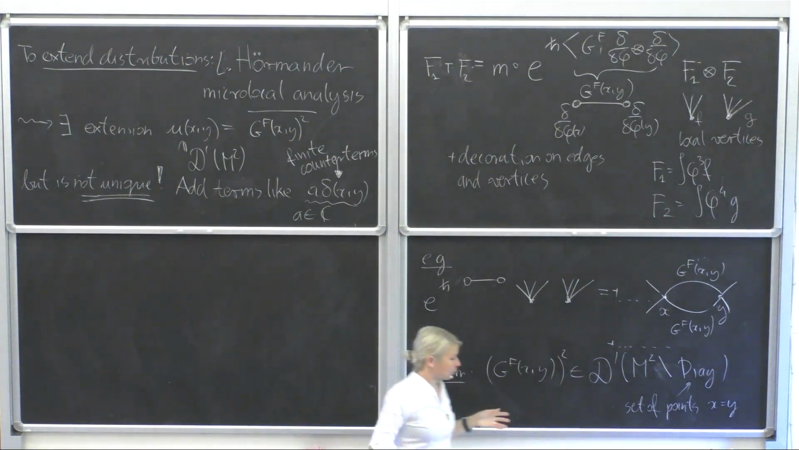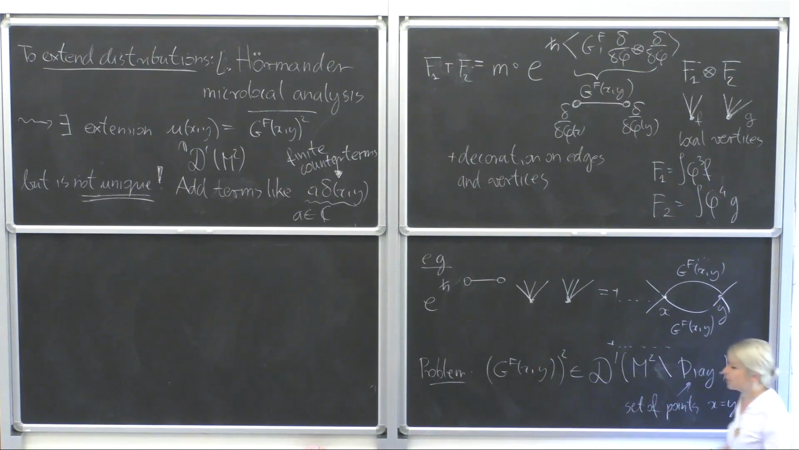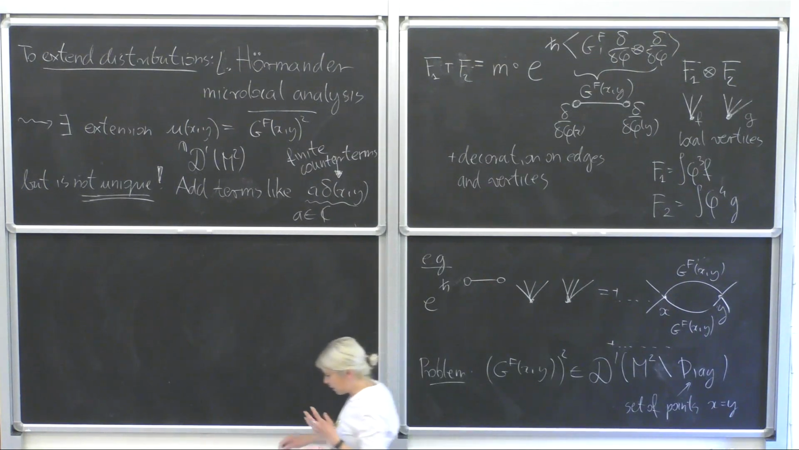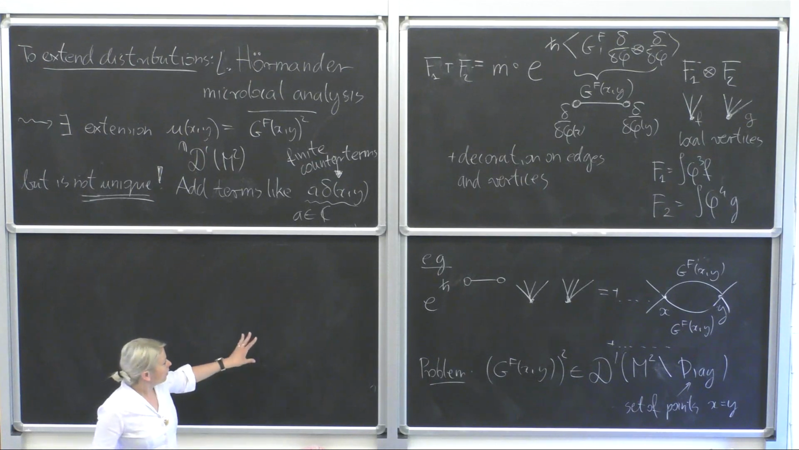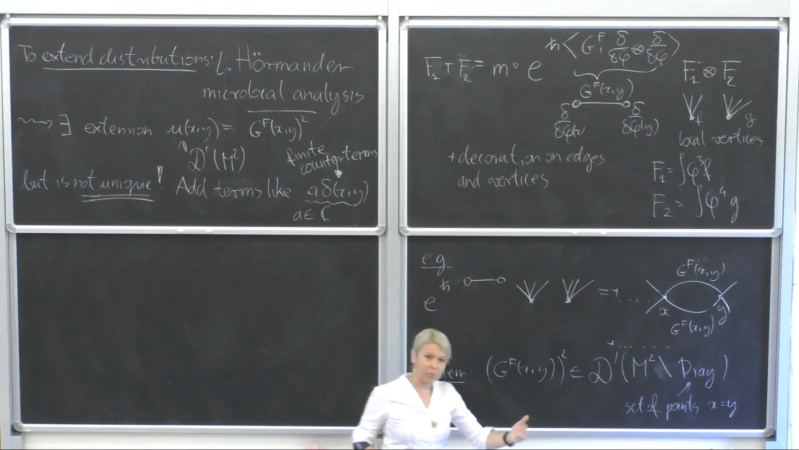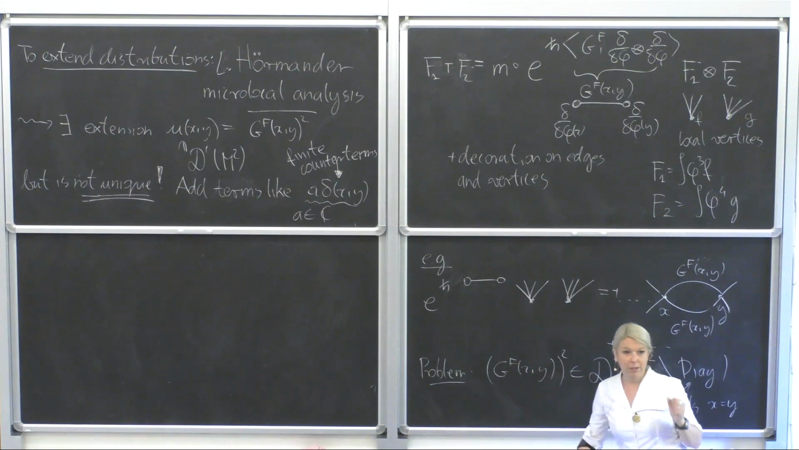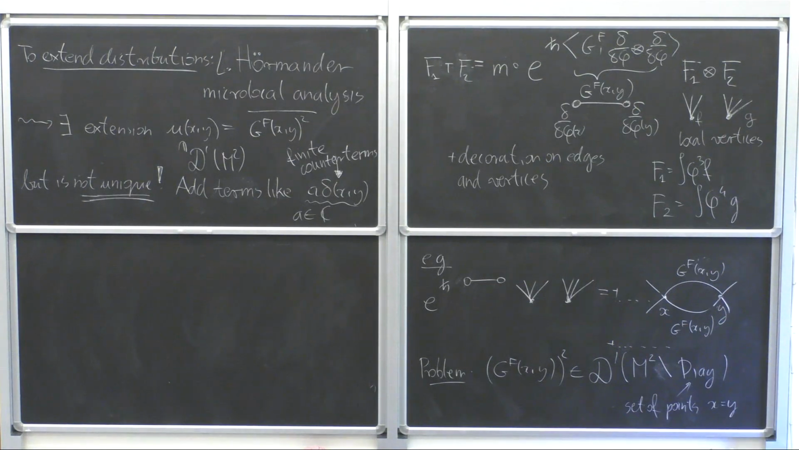Now, you can ask me, well, so what if I take a different diagram? Am I always getting this? Yes-ish, okay? So the type of distributions I'm getting here are always going to be some powers of the Feynman propagator. Yes? Sure.